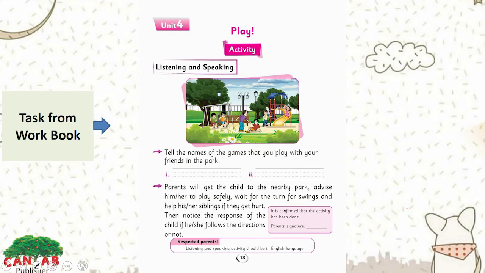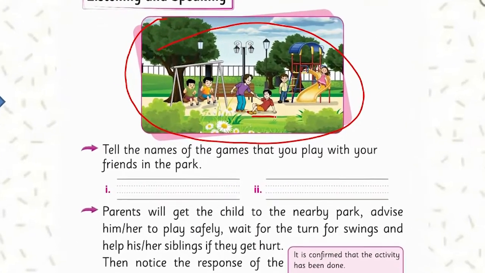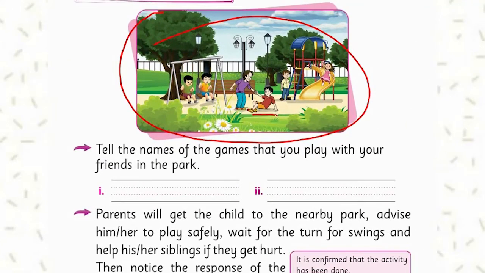This is your another task from workbook, page number 18. We have a listening speaking activity here. As you can see the picture of a park, the children are playing, and this one here is holding the hand of his mama. Tell the names of the games that you play with your friends in the park. You have to just name 2 games which you play with your friends in the park.